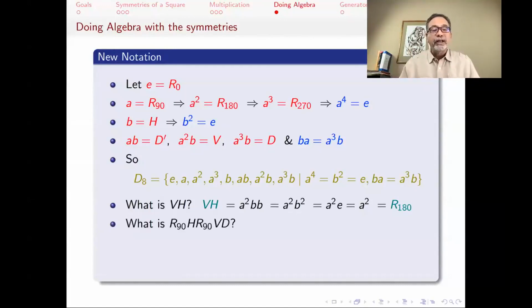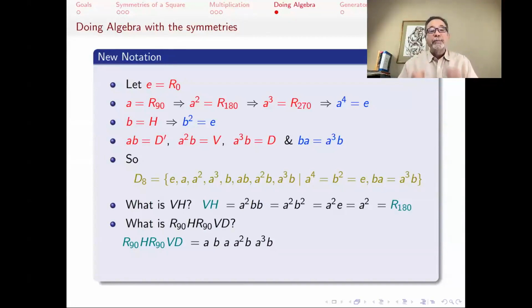Here's another example. Let's say that you want to know what's R90, H, R90, V, D. That means do D first, then V, then an R90, then an H, and an R90. And you want to know at the end of the day what you're going to get. Well, I know what R90 is. That's just A. What's H? Well, that's just B. So you write all of these down. So A for R90, B for H, A for R90. For V, we write A squared B. And for D, we write A cubed B.